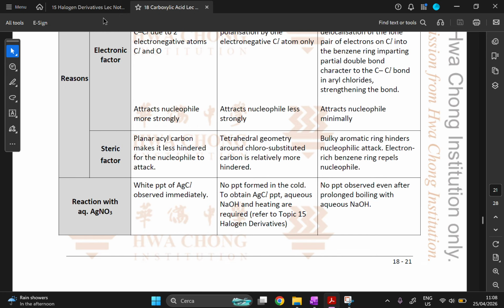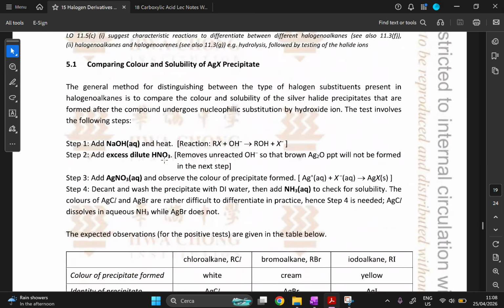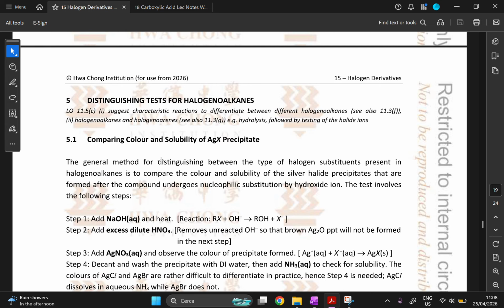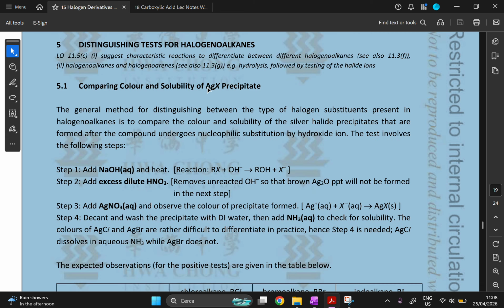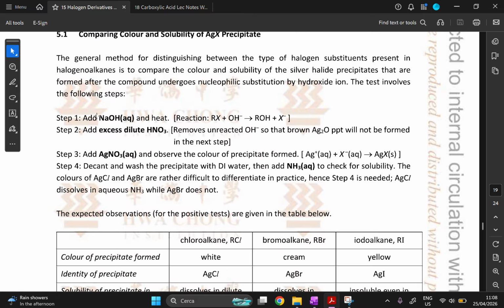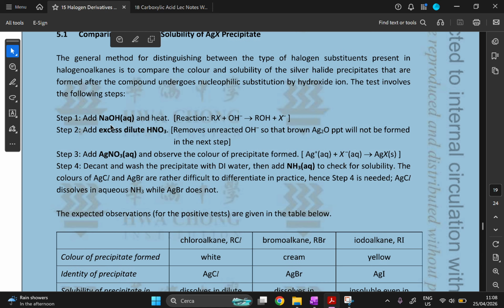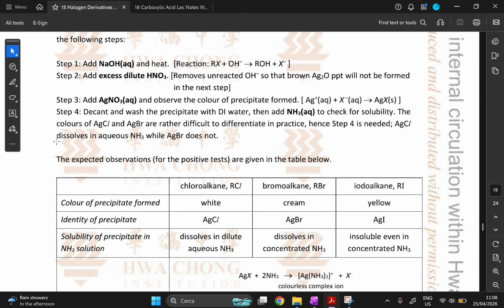You notice that here they give a reaction with AgNO3. And this actually reminds you of something in halogen derivatives, right? So if you go to your halogen derivatives lecture notes, you will see that there's this section on distinguishing tests. And it's about the silver halide precipitate. So I am just going to very quickly go back to halogen derivatives for this one, about the steps for the distinguishing test that you need to know.